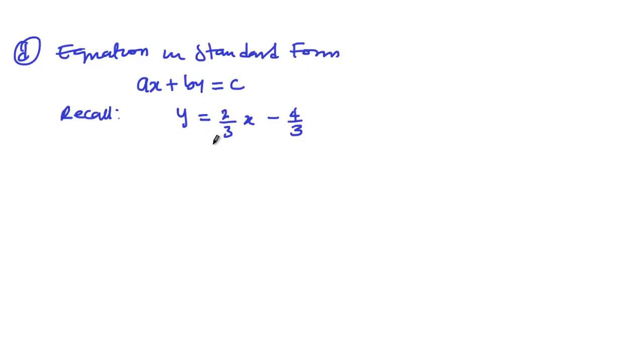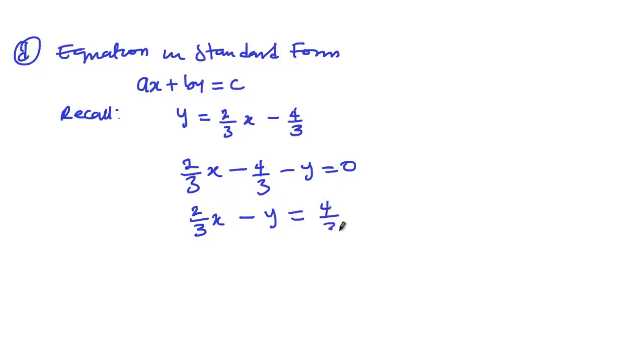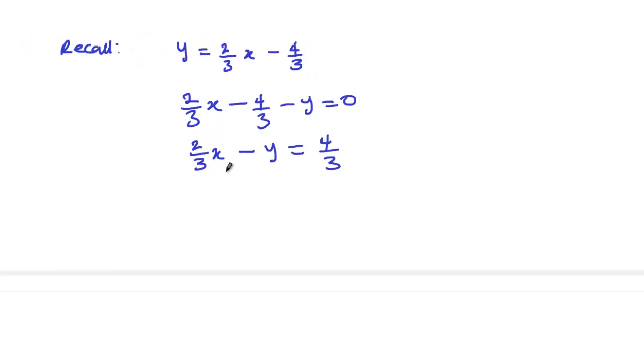So what I'll do is I will move y inside. So this will now be 2 over 3x minus 4 over 3, y is coming in, minus y is equal to 0. So if I rearrange, I have 2 over 3x minus y is equal to 4 over 3. This one is the constant here, 4 over 3. So if you look at this, this is the equation of the line in standard form.